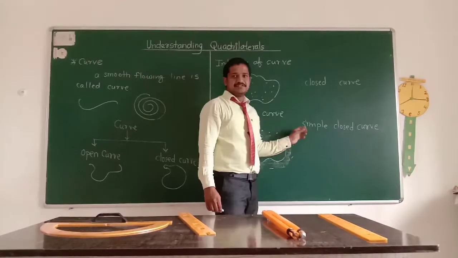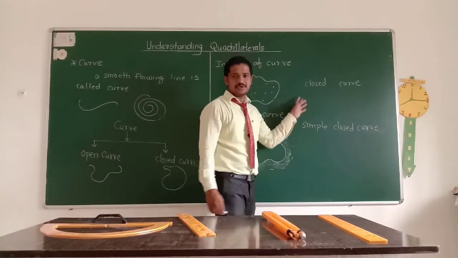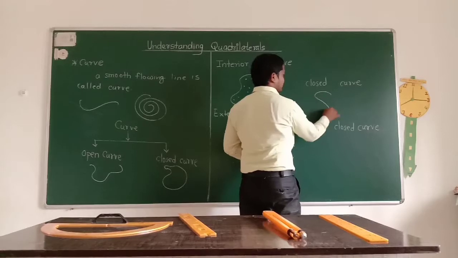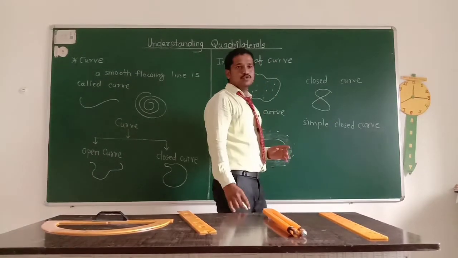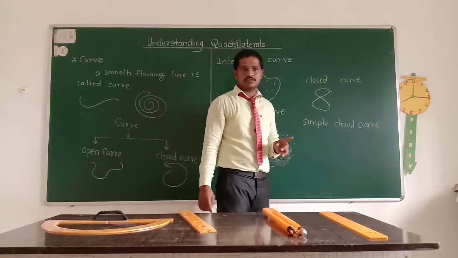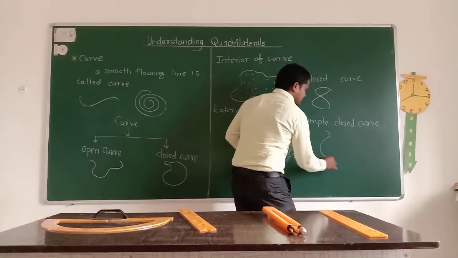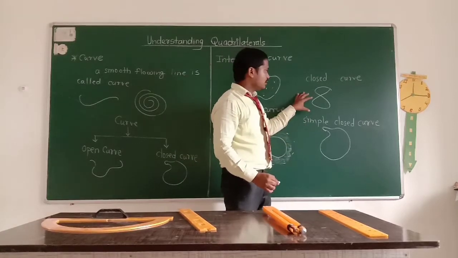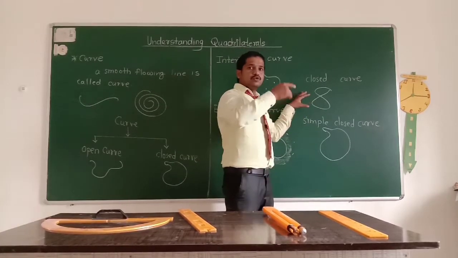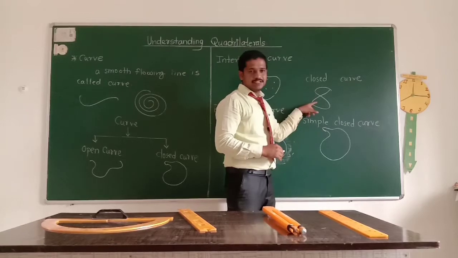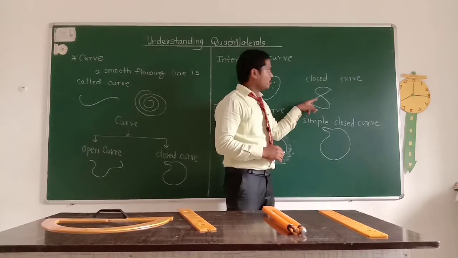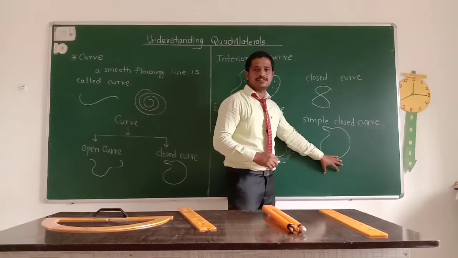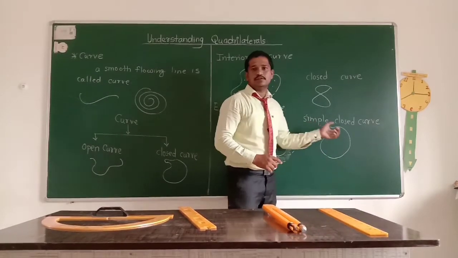So let us see what is the basic difference between closed curve and simple closed curve. See, this curve we can say is a closed curve, but that is not a simple closed curve. And this type of curve is called a simple closed curve. So the curve which crosses itself is known as the complex curve or just closed curve, and the curve which does not cross itself is known as the simple closed curve.